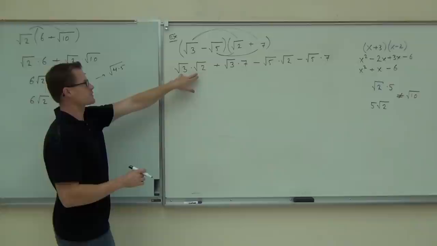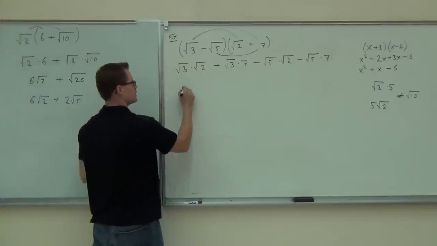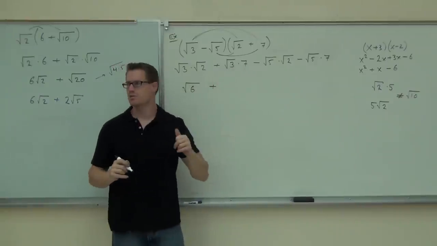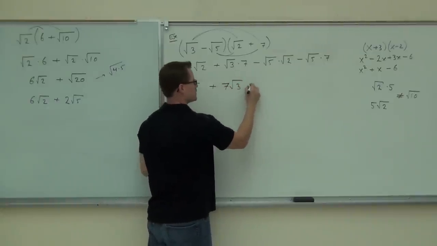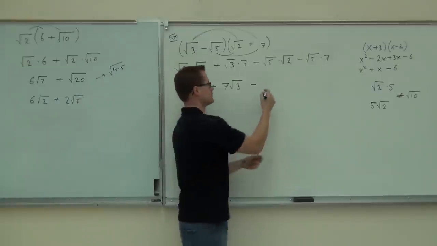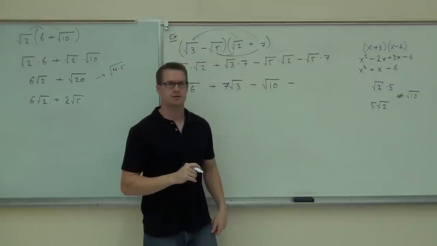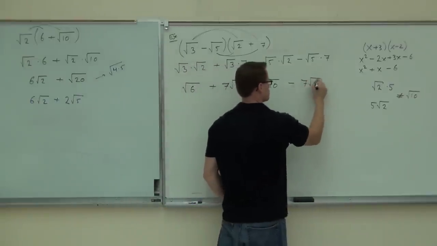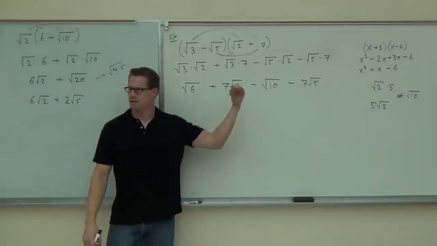We've got the square root of 3 times the square root of 2. Can I make that the square root of 6 or not? Yes. Perfect. Plus, square root of 3 times 7. Can I make that the square root of 21 or not? No, that is actually 7 root 3. Minus, I have the square root of 5 times the square root of 2. Can I make that the square root of 10 or not? Yes. And then minus, I have the square root of 5 times 7, the square root of 35 or not? No, that is actually 7 root 5. Give me the head nod if you're okay getting down to there.